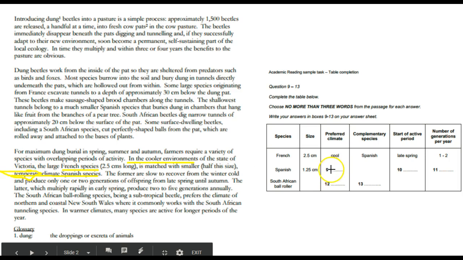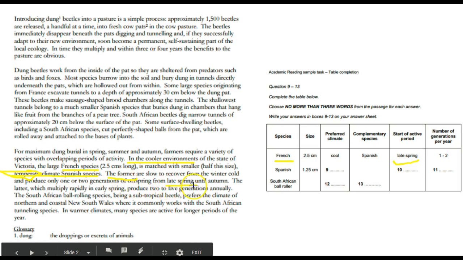Moving on to number 10, here we have late spring. We're going to try to find this word in the passage. We'll find it in the same paragraph. We have late spring, but here we're not sure whether it refers to Spanish or French. In the answer we know, so we can get an idea that this is referring to French. And here we have the word former. If you don't know the meaning of the word former, it means the first. So former means French because French is before Spanish. So French is first, it's the former.